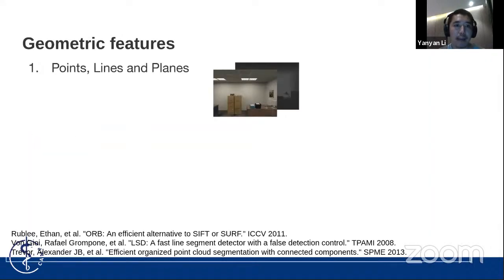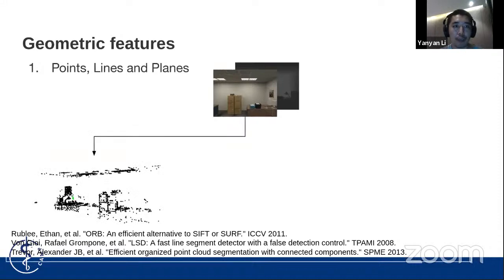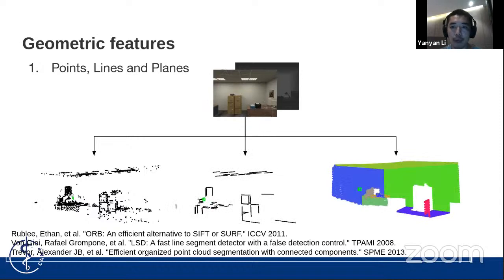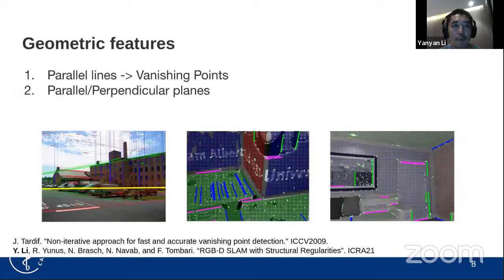Yep. In this section, we would like to introduce features we used in our papers. And yes, there are some low-level features like points, lines, and planes. Right, it's very common features in lots of SLAM systems. And then for parallel lines, as I mentioned before, you can maybe get vanishing points.